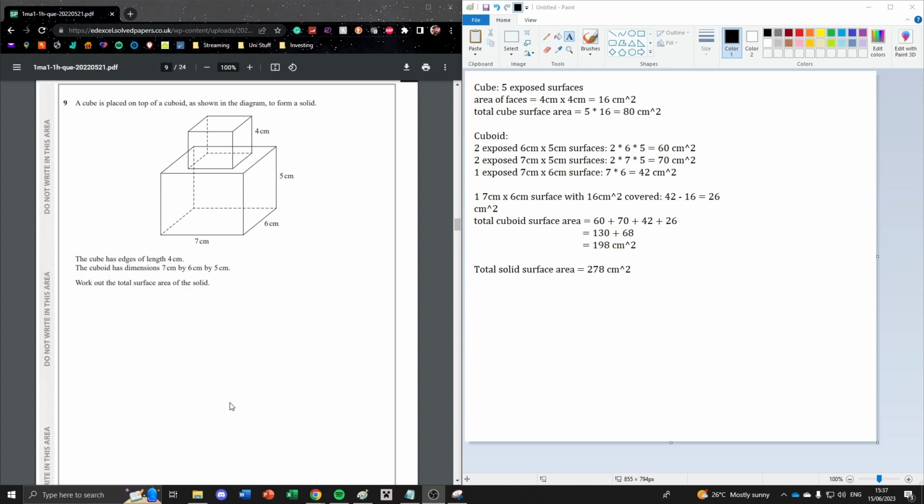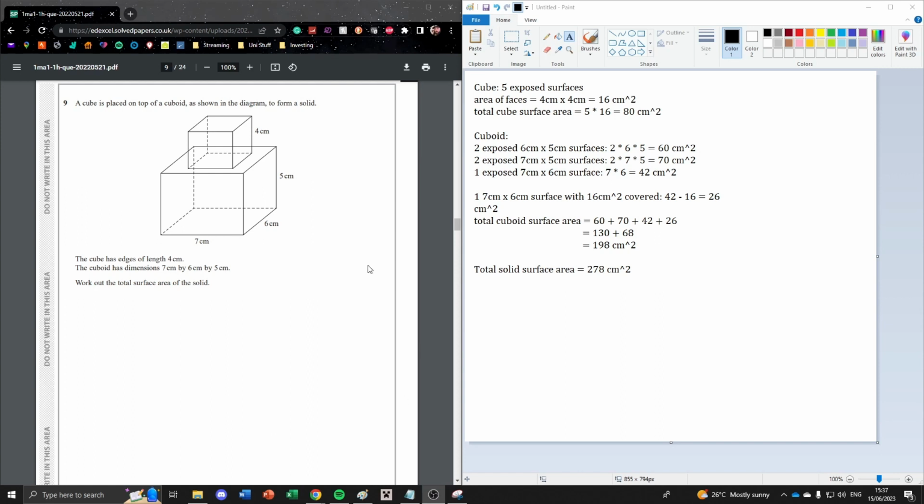So question 9 puts together two 3D shapes to make a compound 3D shape. So this question is on compound shapes and surface area. So we have a cube of side length 4 centimeters placed on top of a cuboid of side length 7, 6, and 5 centimeters. And we're asked to work out the total surface area of this solid.